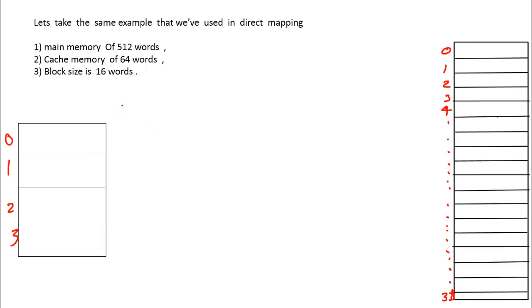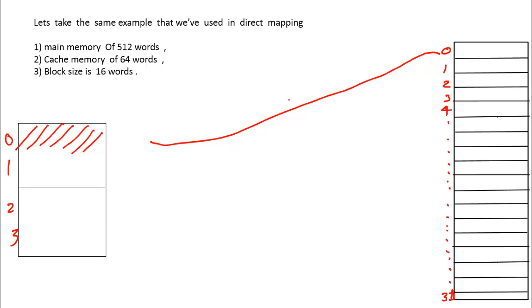Now according to the associative mapping rule, there are absolutely no main memory blocks in this cache memory at first. This is empty. So technically the 0 block I can insert anywhere. Let's say I'm inserting the 0 block at the 0th position, which is open. So the 0 block will go to 0.